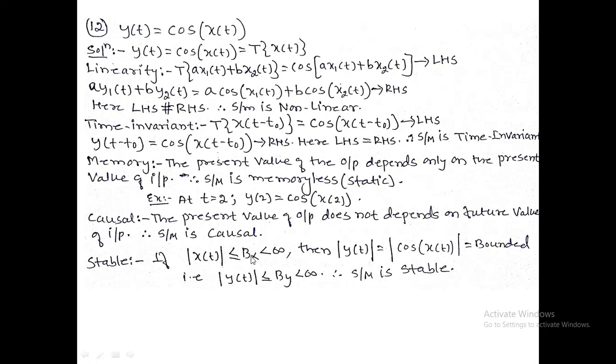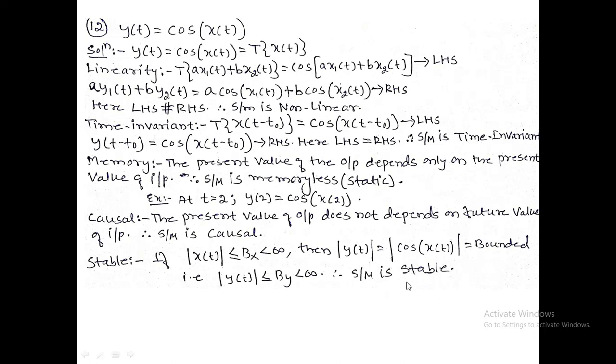Stability. For the bounded input, B_x greater than or equal to the magnitude of x of t, less than infinity, the magnitude of y of t equals the magnitude of cos of x of t. As we know, cos of a bounded value is always bounded, because the magnitude of the cos function always lies between 0 and 1. Hence the output y of t is also bounded and the system is stable.